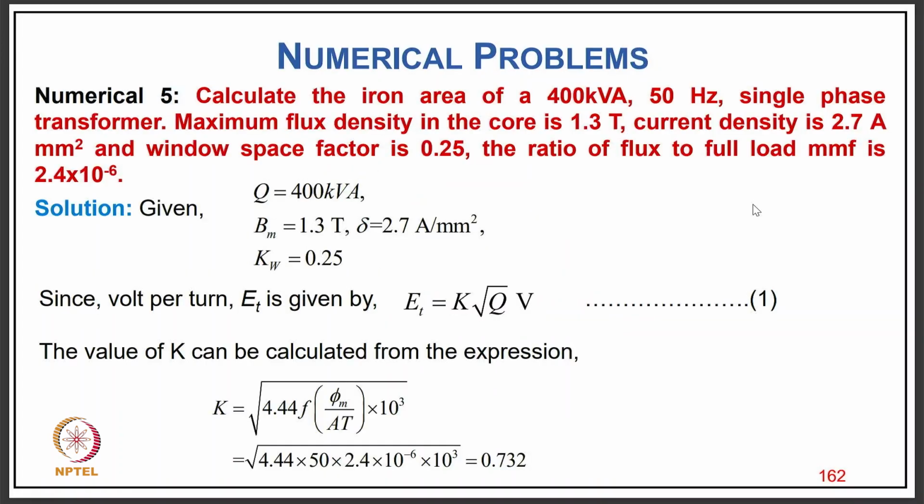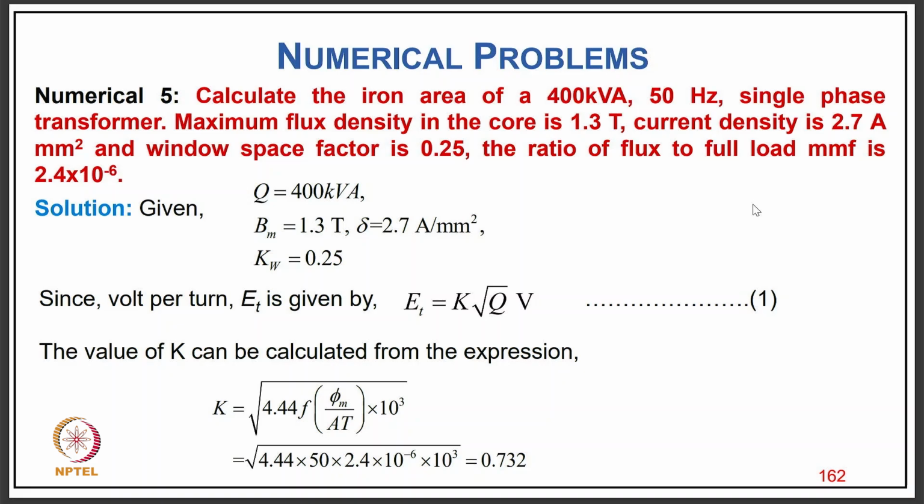Now numerical problem 5, calculate the iron area of a 400 kVA 50 Hz single phase transformer. Maximum flux density in the core is 1.3 Tesla, current density 2.7 ampere per millimeter square, window space factor 0.25, and ratio of flux to full load MMF is 2.4 into 10 power minus 3.